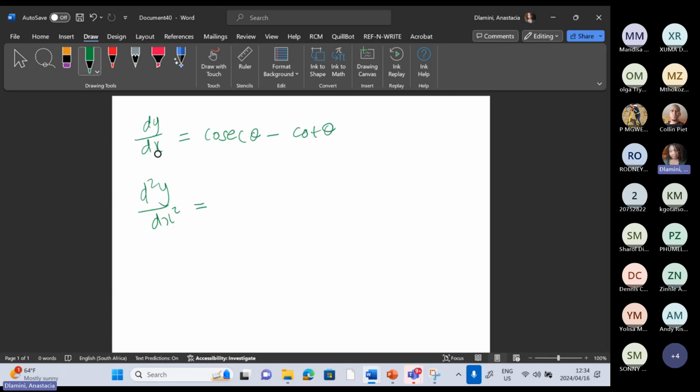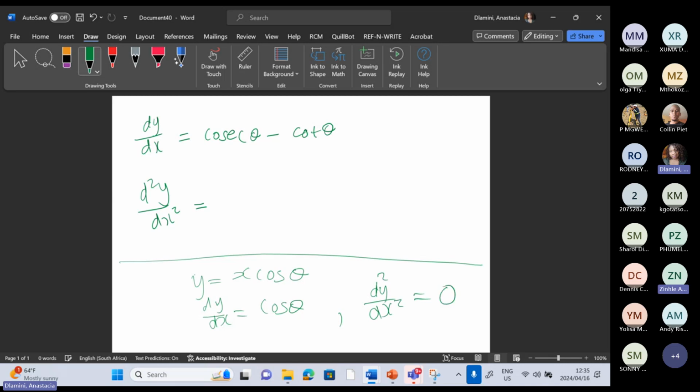Guys, one day I might wake up and say, listen to this. If I wake up and decide to do this. If I say y is equal to x cos of theta, and I say dy over dx, and then you say this one is cos of theta, right? And then I say d squared y over dx squared, and this is 0. Why am I allowed to do this?